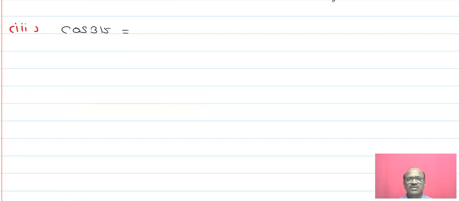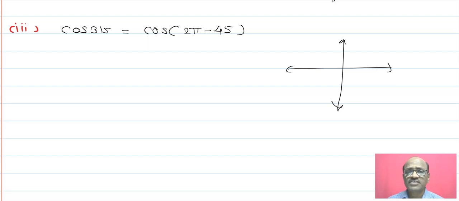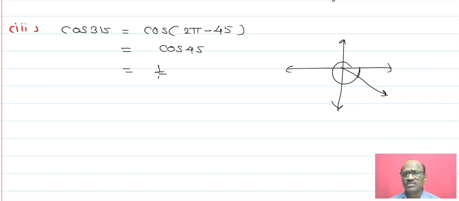Third, that is cos of 315. Now it is again written in this manner. That is, 2 pi means what? 360 minus 45. Again whenever there is an integral multiple of 2 pi, the function remains as it is. Now it comes in which quadrant? 2 pi minus 45 comes in the fourth quadrant, and cos is positive in the fourth quadrant, and therefore it is cos of 45. And the value of cos of 45 is 1 by root 2. Therefore cos of 315 is equal to 1 upon root 2.